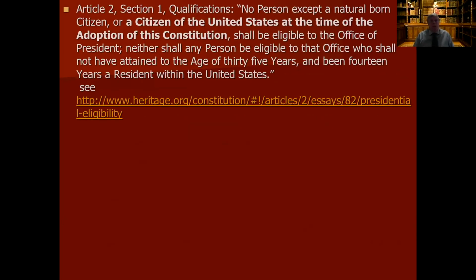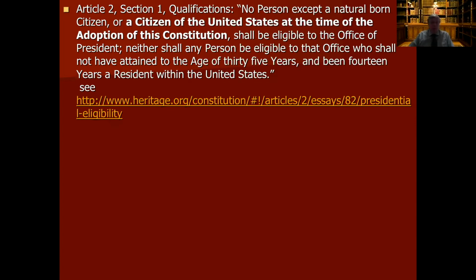Article 2, Section 1 of the Constitution talks about qualifications. No person except a natural born citizen or a citizen of the United States at the time of the adoption of this Constitution shall be eligible to the office of president. Neither shall any person be eligible to that office who shall not have attained the age of 35 years and been 14 years a resident within the United States.